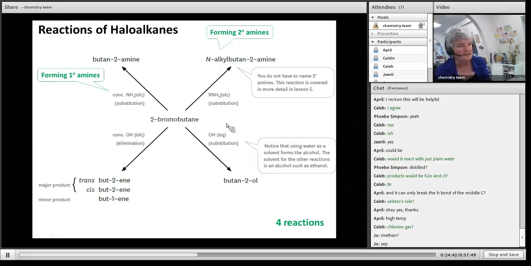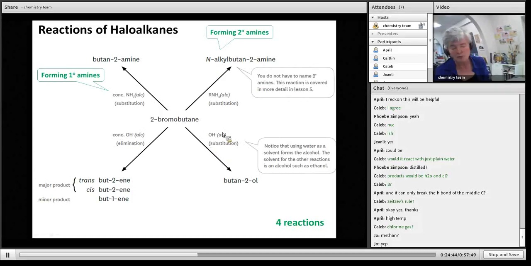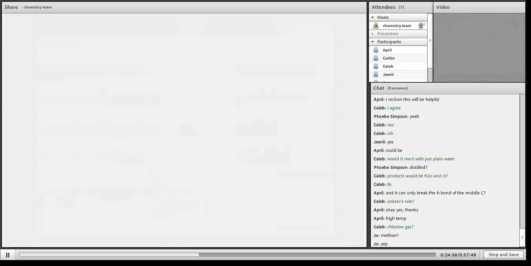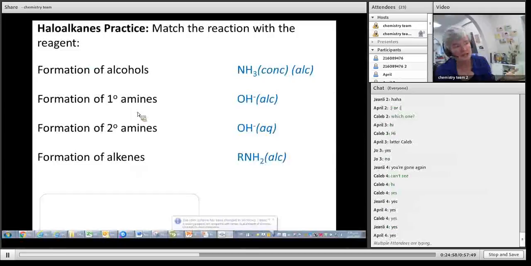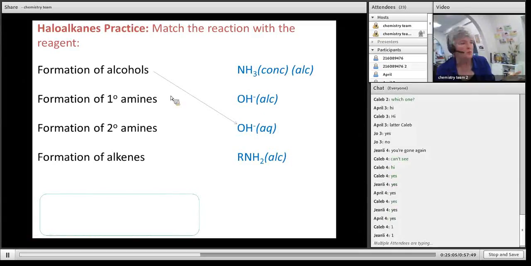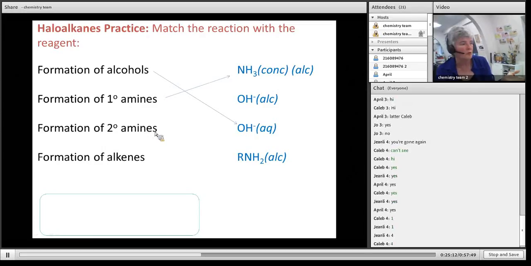Otherwise, aqueous, we've already seen, you form the butanol, or the alcoholic, we've seen, remembering your Zaitsev with your major and minor product, you're forming your alkene. Okay, right, so if I want to make primary amines, do I choose 1, 2, or 4? Choose 1, correct. If I wanted to make a secondary amine, 2 or 4? 4.